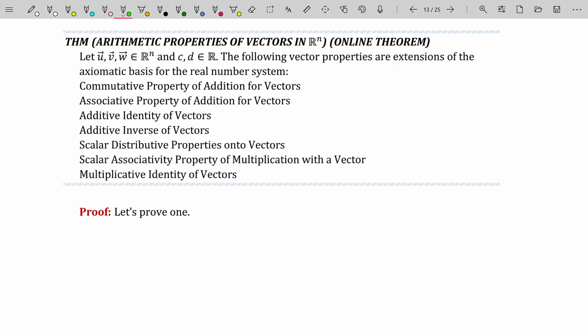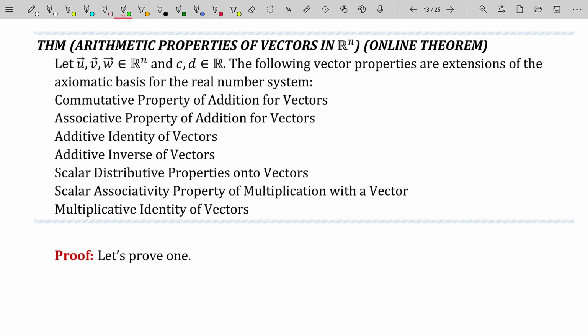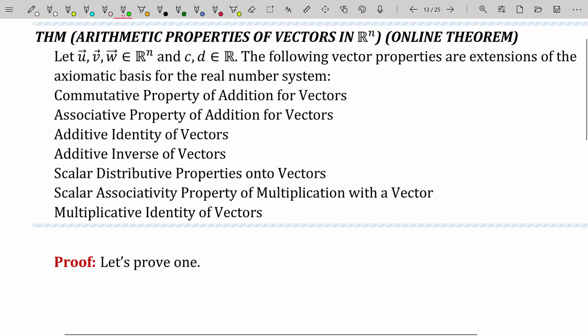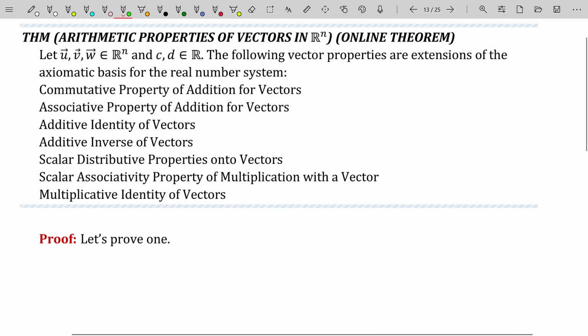You should have just completed a review of vectors, and we're going to continue forward with a little theorem on the arithmetic properties of vectors in Rn. And that's all this video is going to be dedicated to, just introducing this theorem and maybe proving one of the properties. So here are the properties.